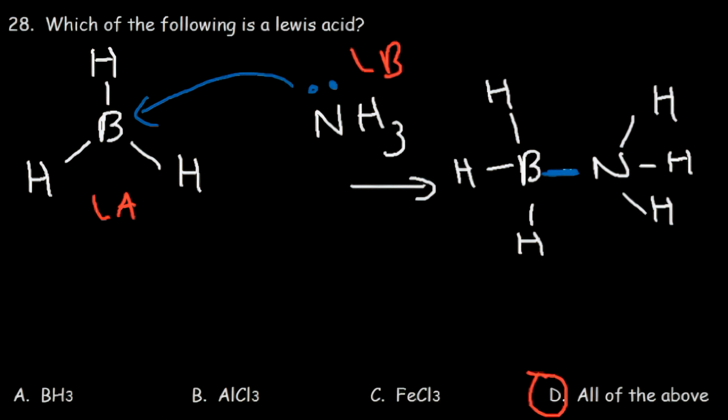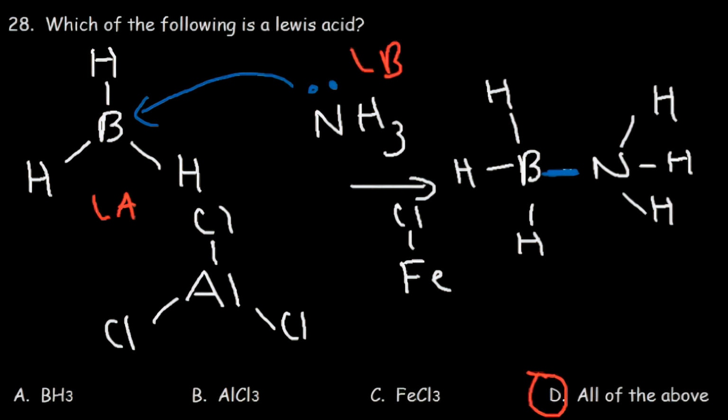Now, aluminum chloride has a very similar geometry. It's trigonal planar. And most trigonal planar structures are usually Lewis acids because they can accept a pair of electrons. FeCl3 has a very similar structure. So all of these 3 compounds are very common Lewis acids. So D is the right answer. It's all of the above.